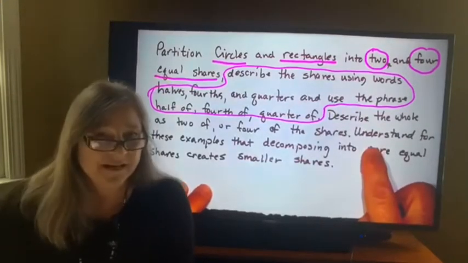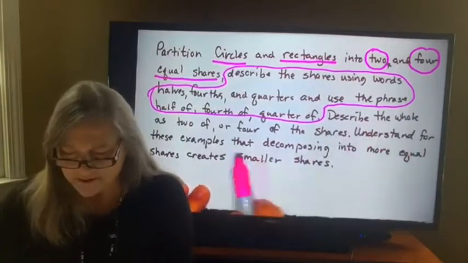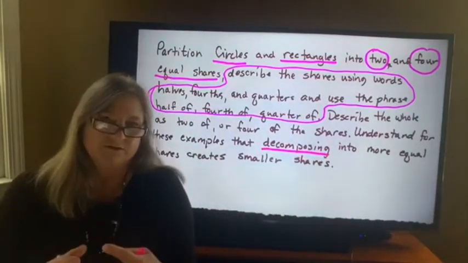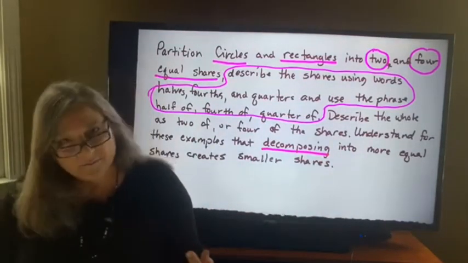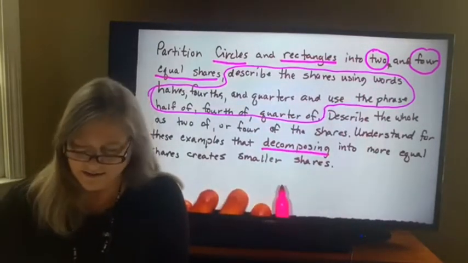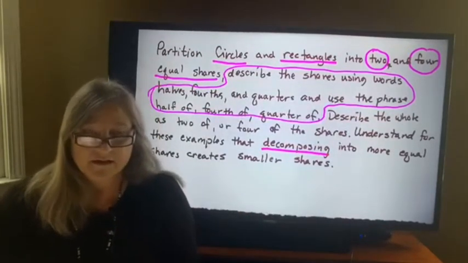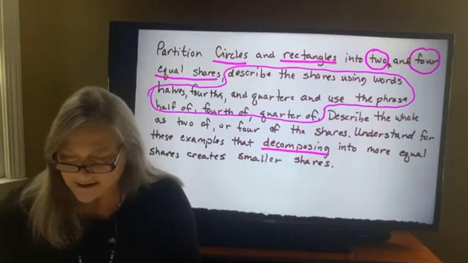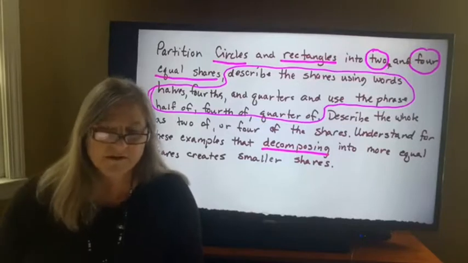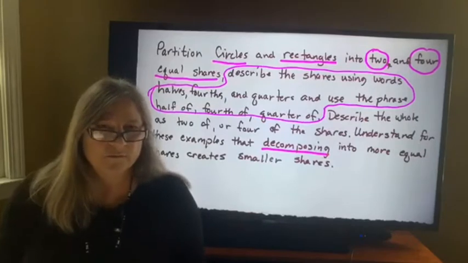And then here's the biggie. This is a really big component for your first graders. So understand for these examples that decomposing means looking at the circles and the rectangles put together and decomposed, taken apart. So decomposing into more equal shares creates a smaller share. Now you sure don't want to go up to your student or your child and say, did you know that decomposing into more shares makes it a smaller share? You don't want to just tell them that. You want them to figure it out on their own. Like, which one would be more? When do you get more of a piece?